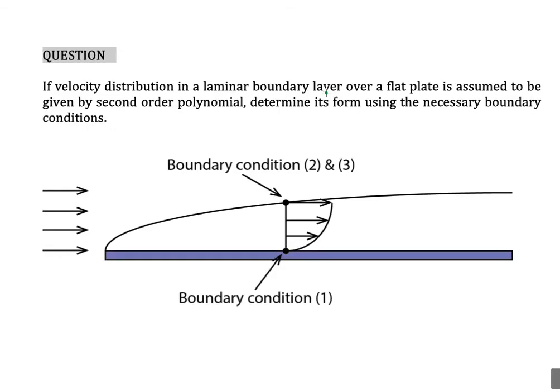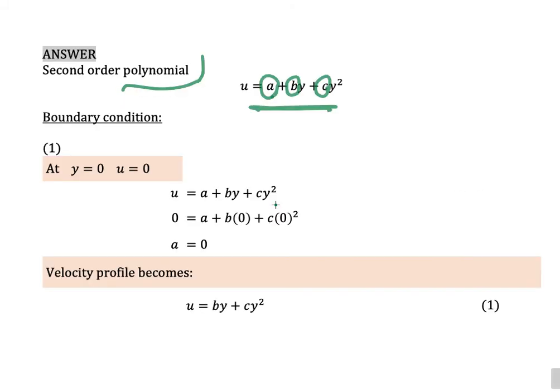The first condition is at this point, and the second and third conditions are at the upper point there. For point number 1, the boundary is y equal to 0 at u equal to 0. We substitute into the equation, so we get a equal to 0. After this, we can neglect a because its value is equal to 0. Now the general velocity profile becomes u equals by plus cy squared.